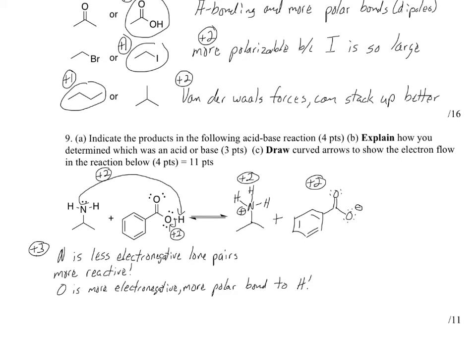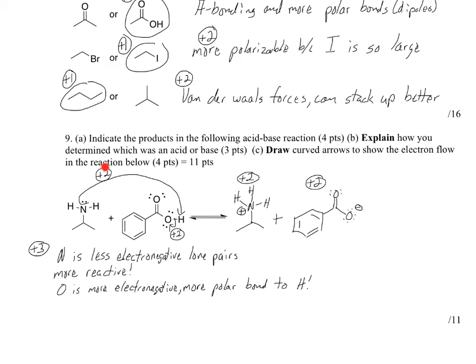So you first had to recognize that this nitrogen's lone pair is going to be more reactive because it's less electronegative than oxygen. Plus this is a polar OH bond. An OH bond is always going to be more polar than an NH bond, so the nitrogen is the base. That means the nitrogen is getting a hydrogen, and this O is losing a hydrogen.